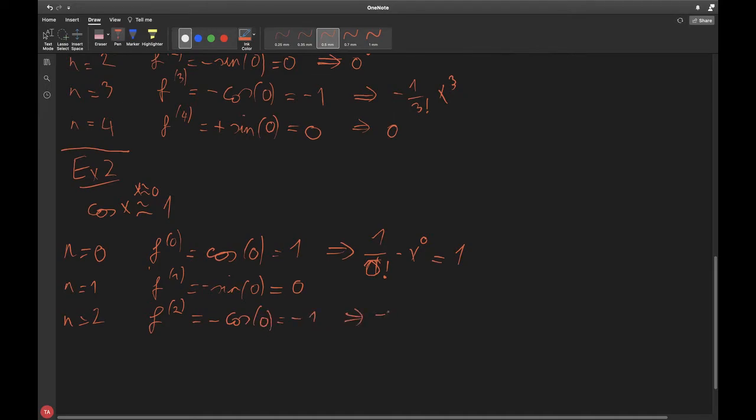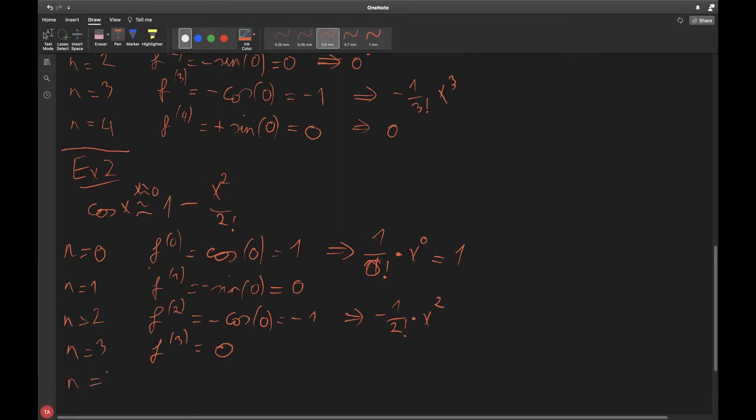So that gives us minus 1 over 2 factorial multiplied with x to the second power. This was here multiplication as well. So I have minus x squared over 2 factorial. Next term is just going to be the derivative of cosine, which is a sine, evaluated at 0 gives us a 0.